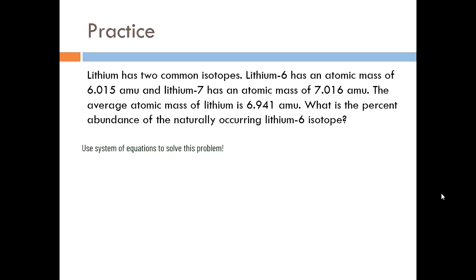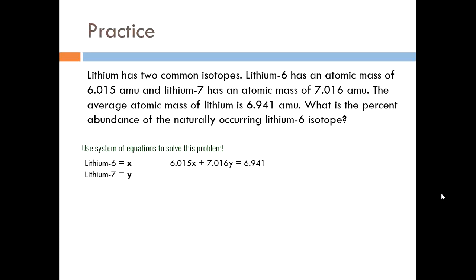We're going to use a system of equations to solve this problem. Let's label lithium-6 as X and lithium-7 as Y. We're going to create an equation with this. We take the mass of lithium-6, 6.015 X, because we want to know the percent abundance of that, plus 7.016 Y, which is the percent abundance of lithium-7, equals the average mass, 6.941.